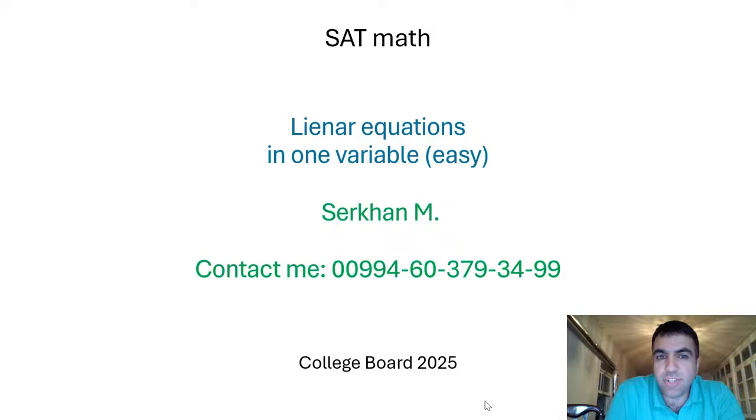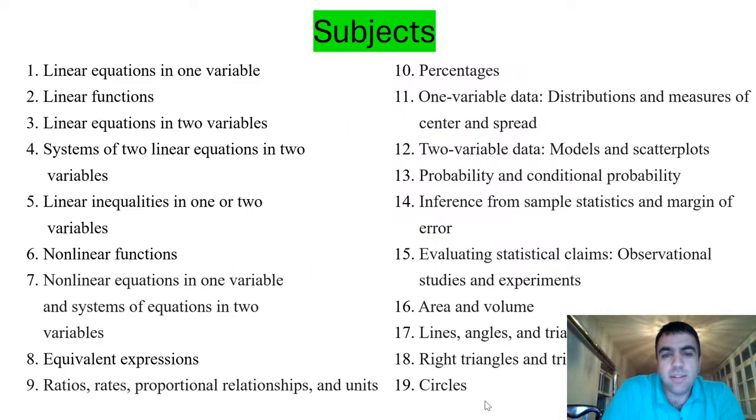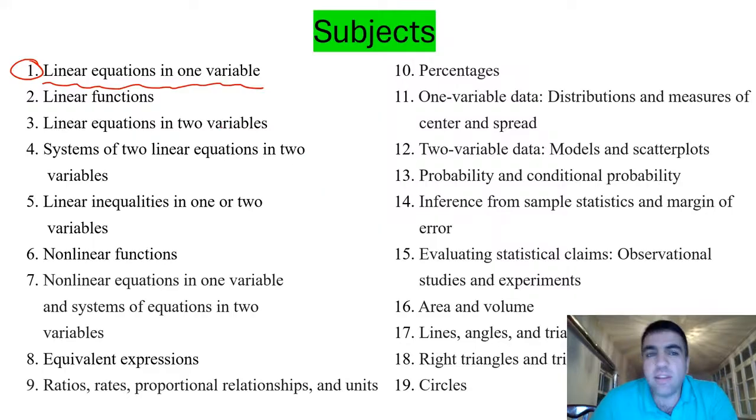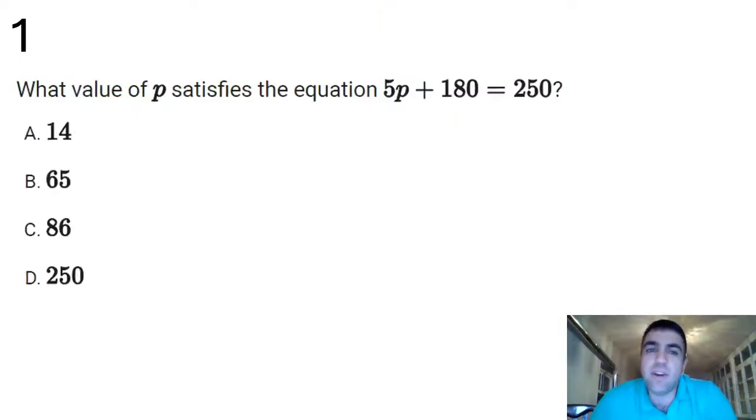Okay, linear equations in one variable. There are 19 subjects in SAT Math. We are starting with the first one, linear equations in one variable. Each week we will study one topic. Let's start with the first question. What value of p satisfies the equation 5p plus 180 is equal to 250?